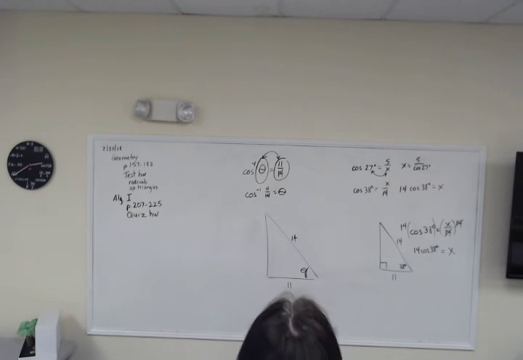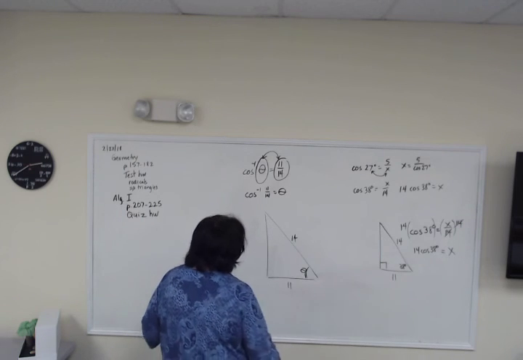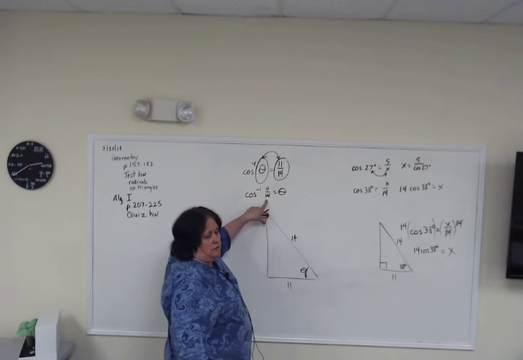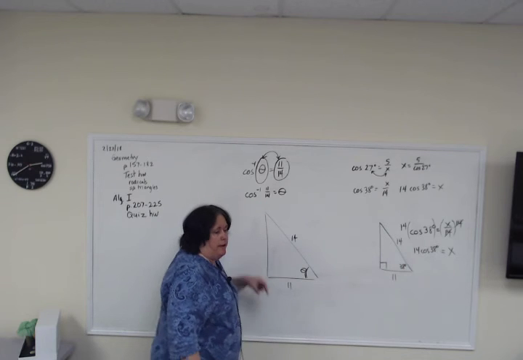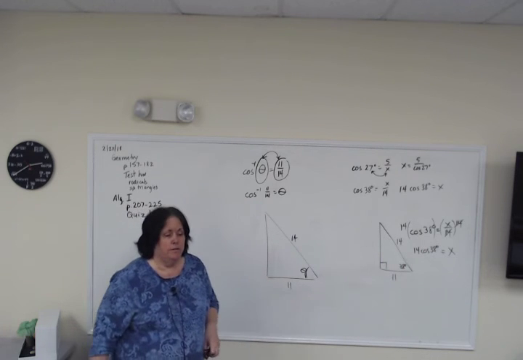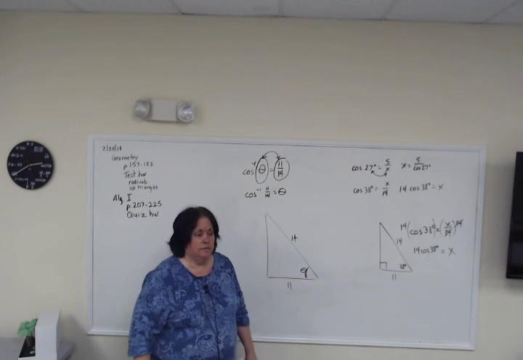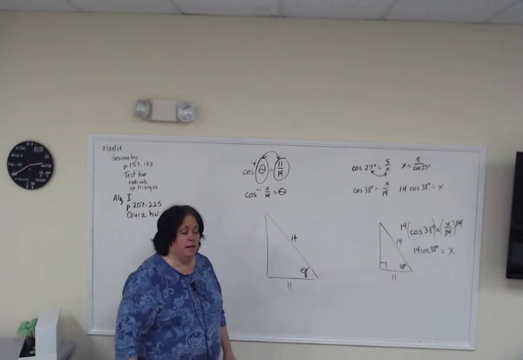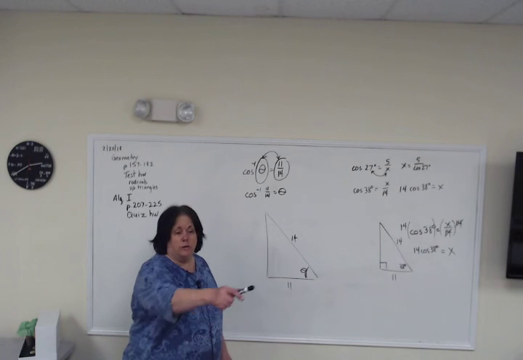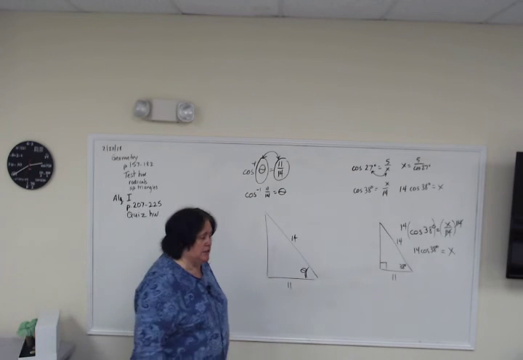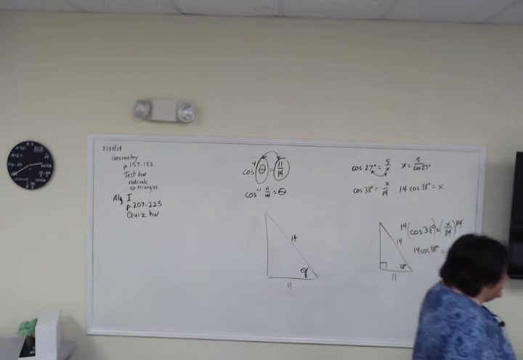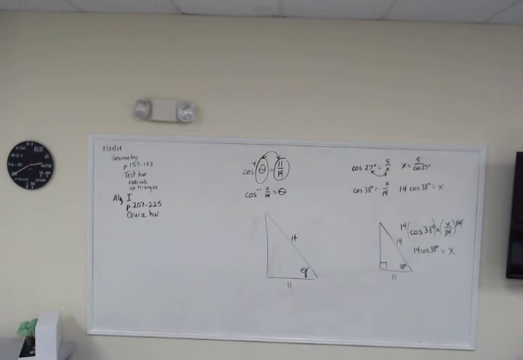So you're going to press second cosine or shift cosine. Put in parentheses 11 divided by 14. And you get 38. Did you get 38, Maddie? Can you make sure she's pressing the right buttons?